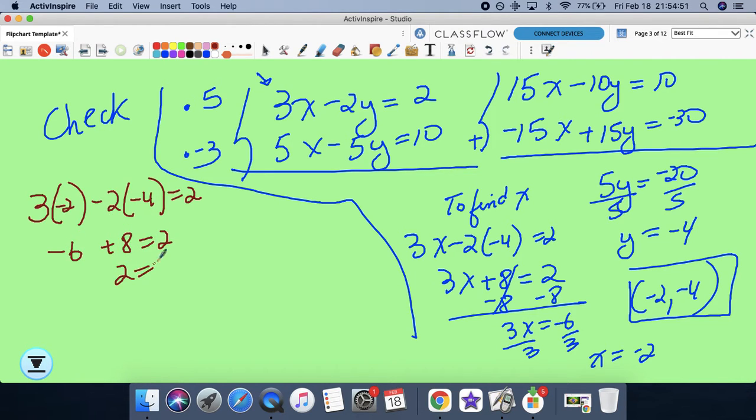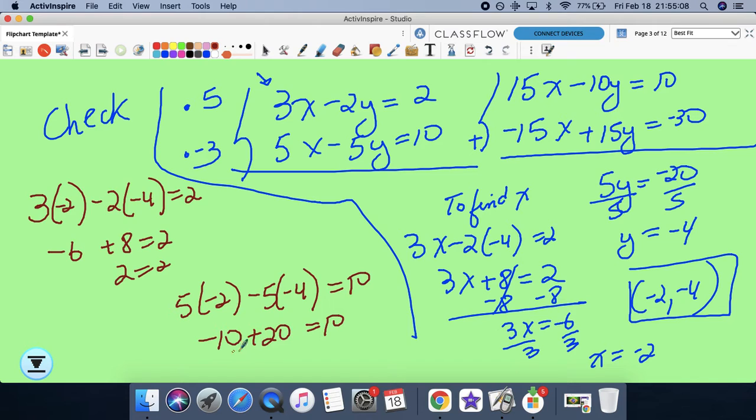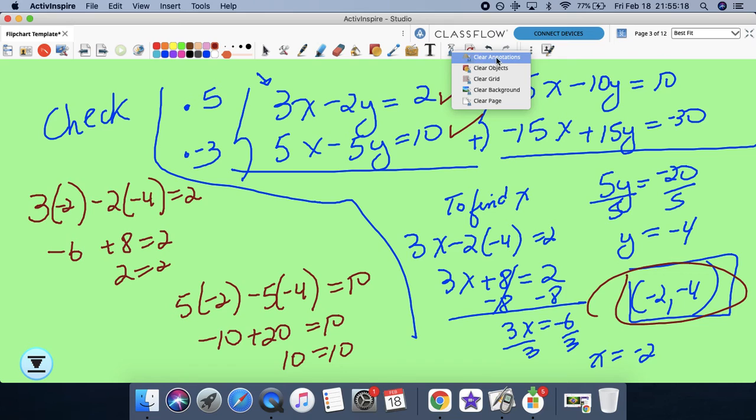And that works out. Equation 2 is 5x, or 5 times negative 2, minus 5 times negative 4, which should give you positive 10. 5 times negative 2 is negative 10, negative 5 times negative 4 is positive 20, which equals 10. That's the answer to that. Well, it's a solution for equation 1, and it was a solution for equation 2 as well. Last problem.